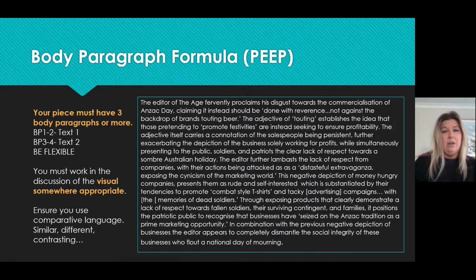Here's an example of following the PEEP structure. PEEP kind of stands for persuasive technique, evidence, effect, and then perceived impact on the audience. Now, remember, you do want to move away from labelling. I won't read through the whole thing here, but I will highlight some of the features. What the body paragraph starts with is the argument. The editor of The Age fervently proclaims his disgust towards the commercialisation of Anzac Day, claiming it instead should be done with reverence, not against the backdrop of brands touting beer.